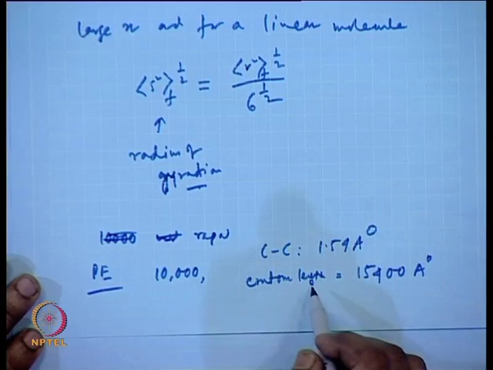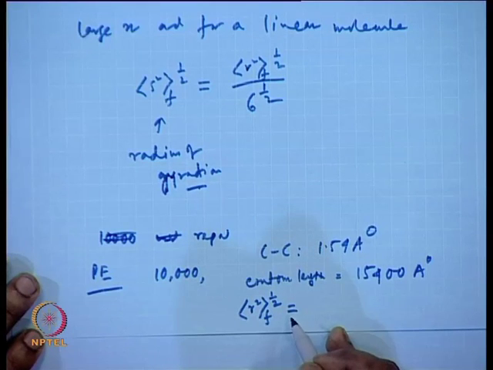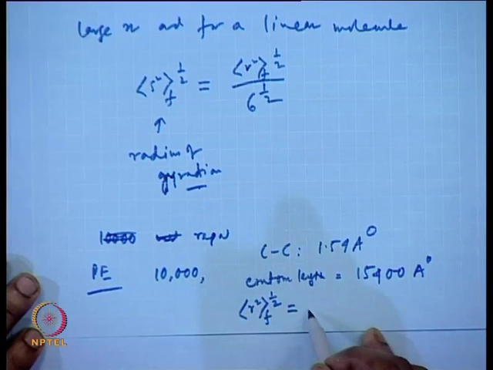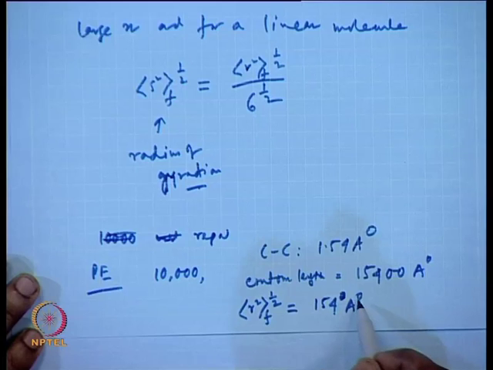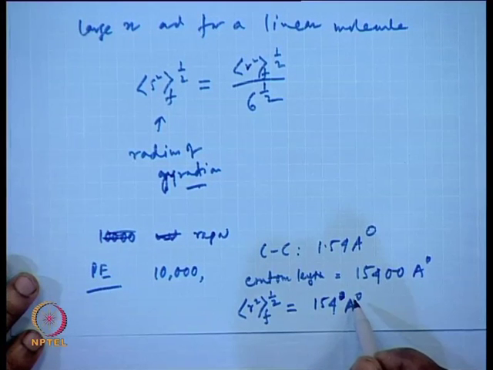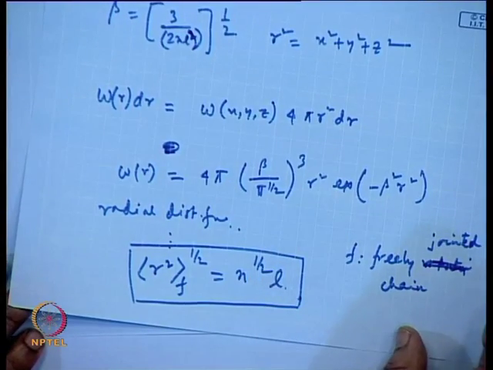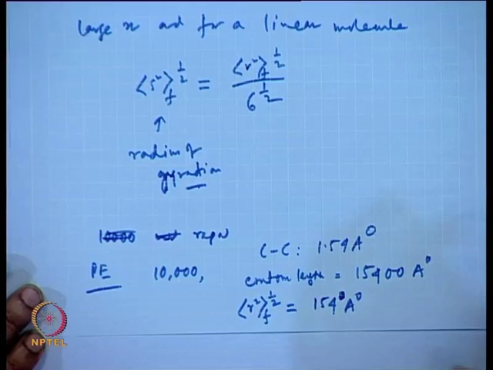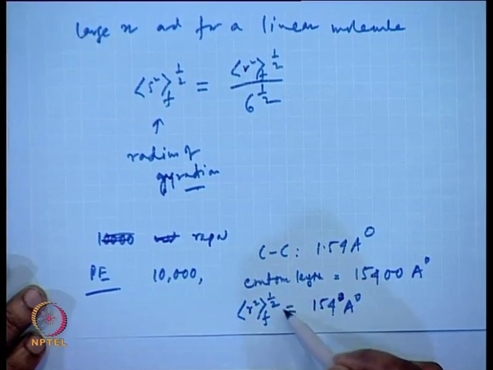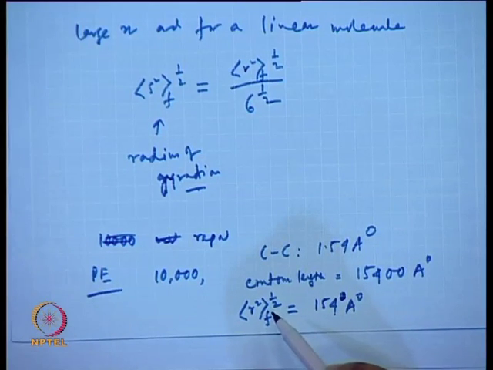So, that will be the contour length, whereas your RMS end to end distance would be 154 Angstrom, which is 100 times lower than the contour length, and that is coming from this n to the power half term. Because there are 10,000 units, n is 10,000, you are getting a 100 times lower value of the RMS end to end distance.